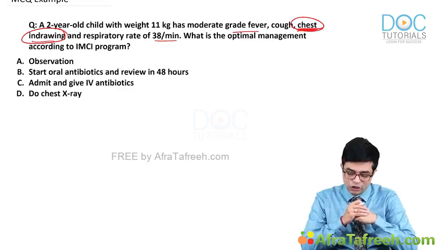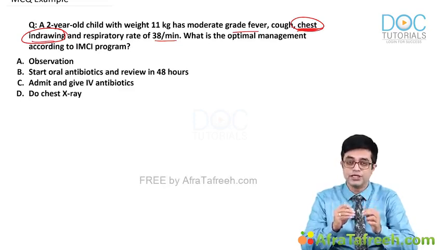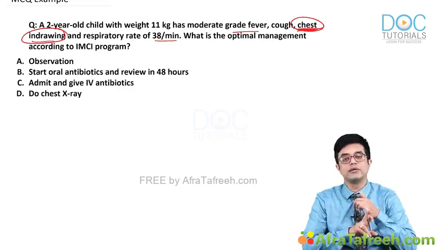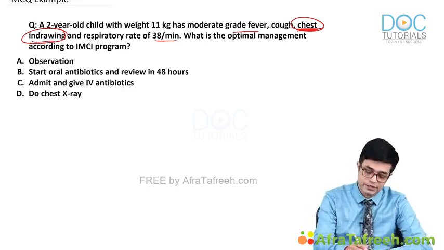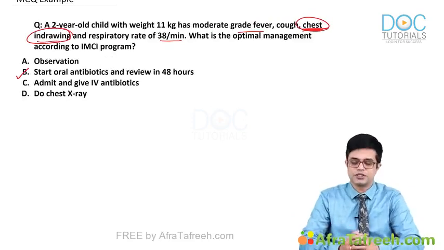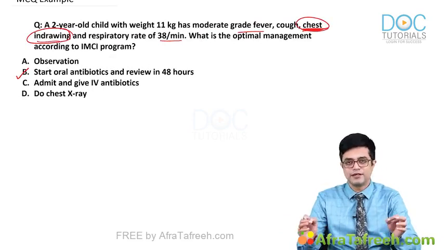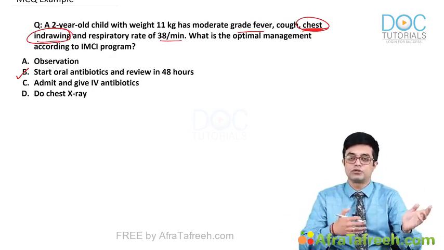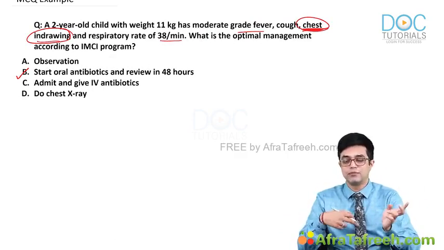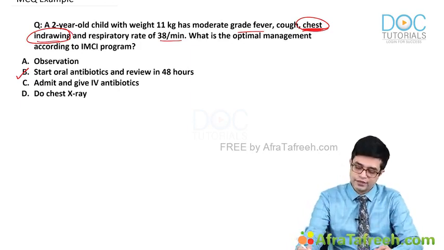So what is the optimal management according to IMCI? Any child diagnosed with pneumonia, you have to start oral antibiotics and review in 48 hours. So your answer will be B. This is how questions are asked. If you have understood the guidelines, implement them in the case, very easy. If you're not thorough with the guidelines, you bungle up, and you will not get your answer correct, right?